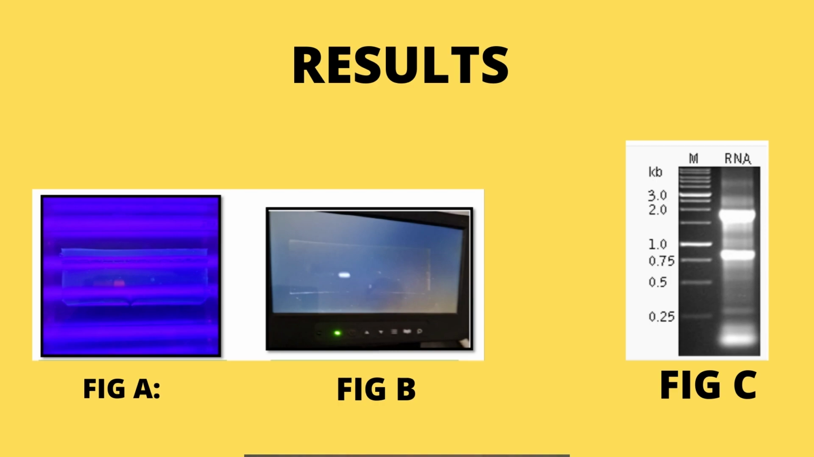In figure A, there is an image of the RNA band we obtained from the fish gut tissue, shown in the agarose electrophoresis gel, whereas image B shows the RNA band in the electrophoresis camera.